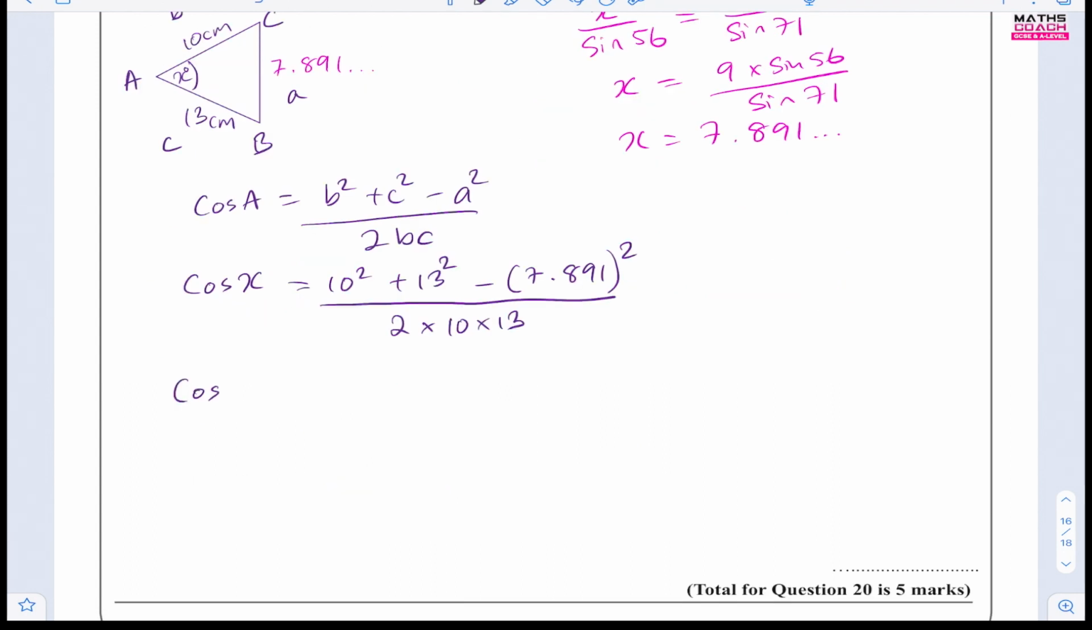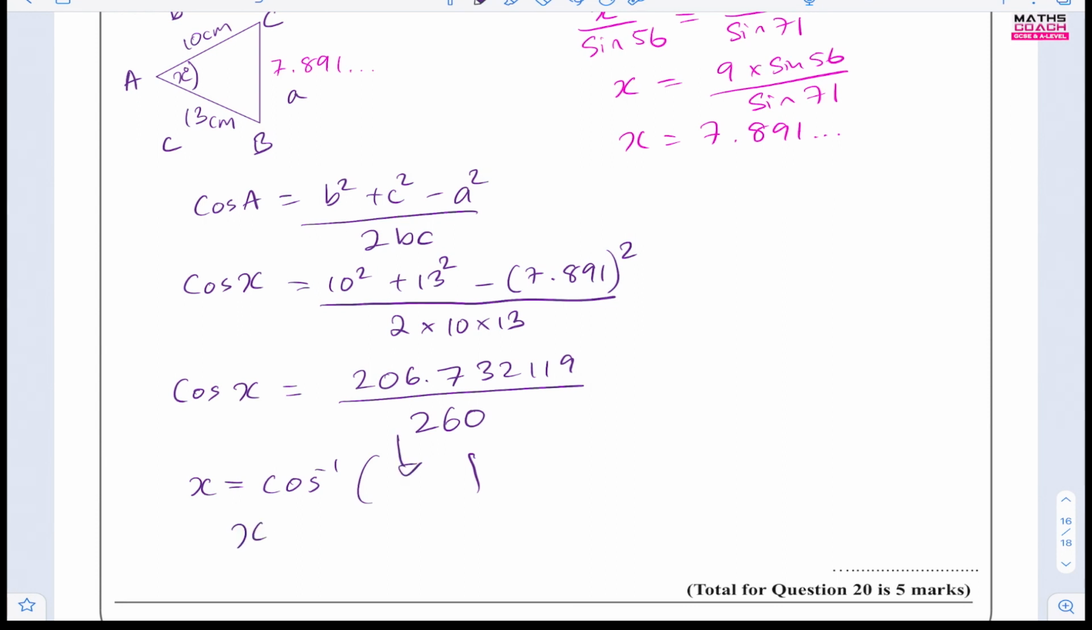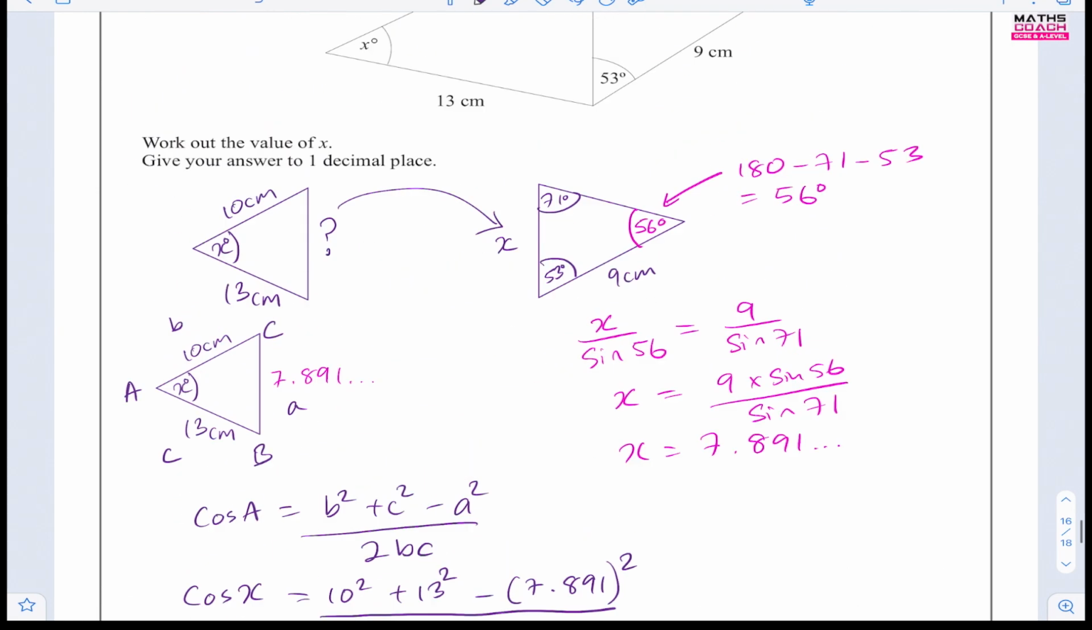If we work out the numerator and denominator separately, on the top we get 206.732119, and on the bottom we get 260. All we now need to do is the inverse of cos. So x will be equal to inverse cos of this value, and x is equal to 37.3 degrees to 1 decimal place. And that's your answer for x.